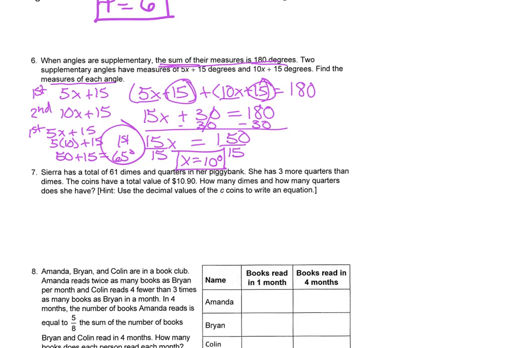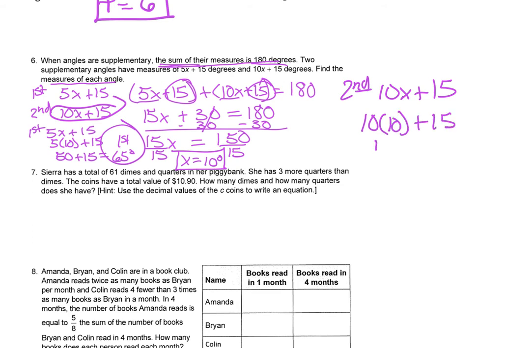Now we need to use our second formula, right? So our second one was 10x plus 15. Substitute in x being 10. So now we have 100 plus 15, or 115 degrees for our second angle.